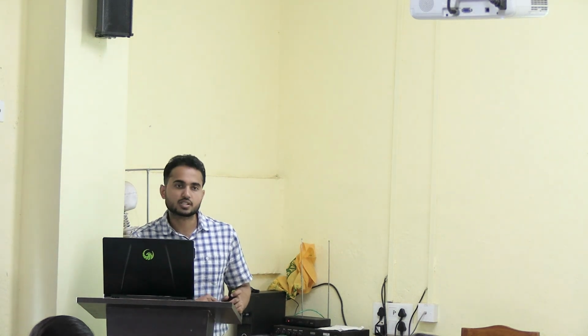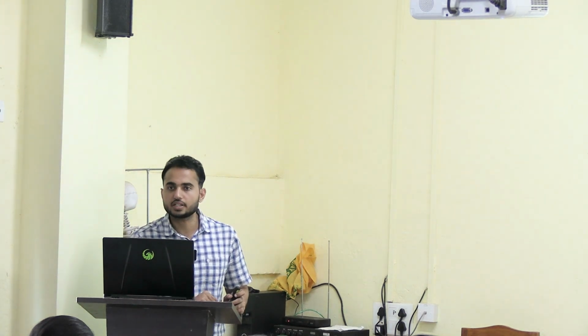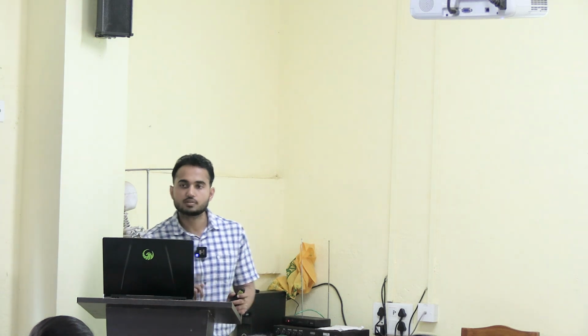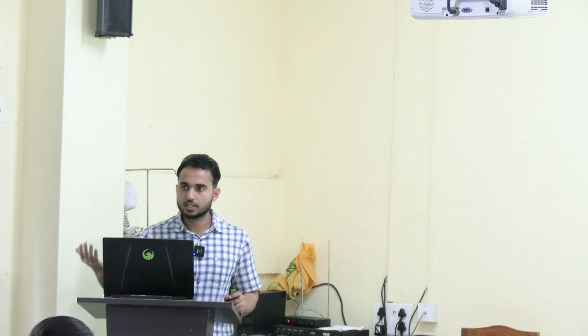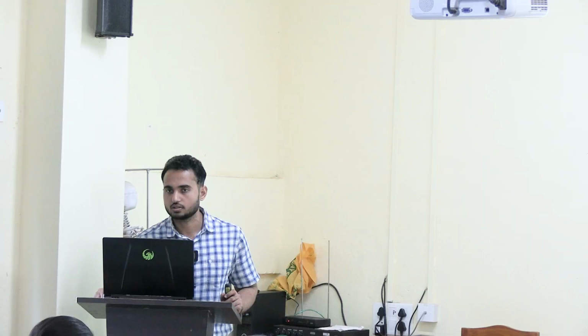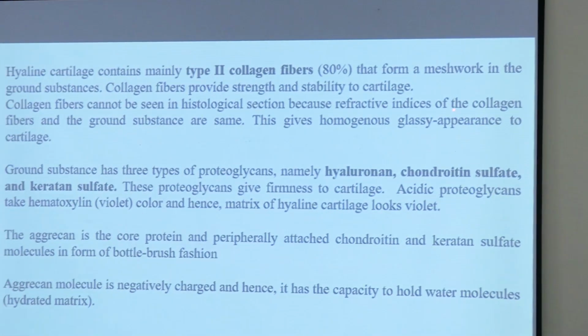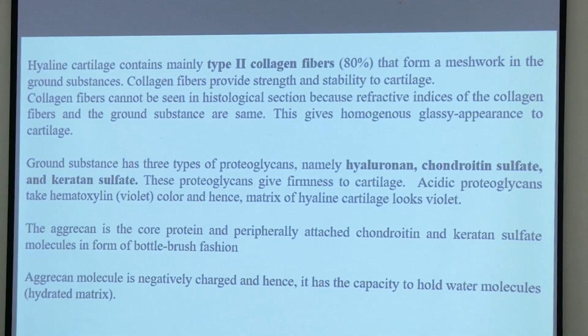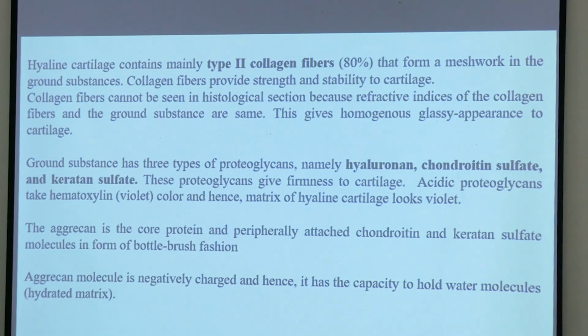Now, please find out what is refractive index. I know you have studied it in physics. Right? Find out what is refractive index. So the refractive index of the fibers and the matrix are the same. That's why it appears transparent in nature. Okay, because of this homogeneous glassy appearance of the cartilage, the name hyaline cartilage takes place.